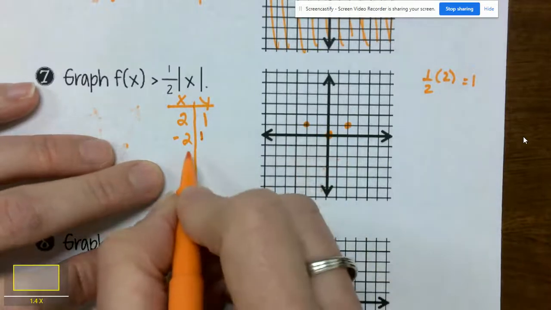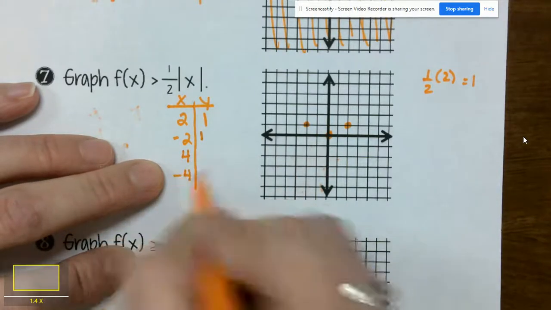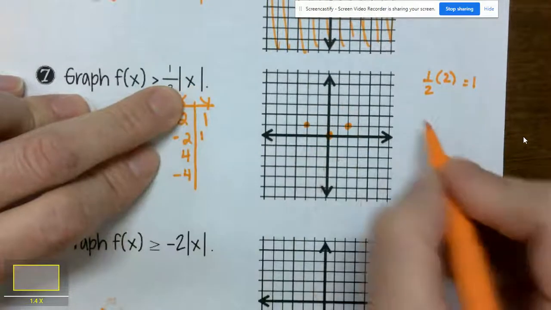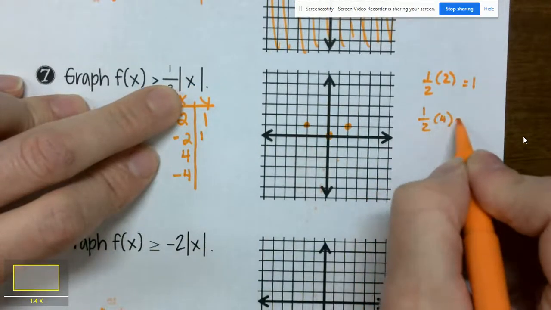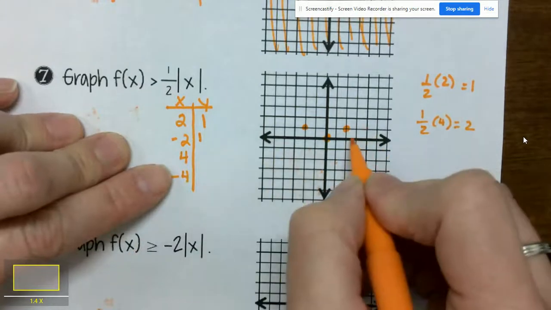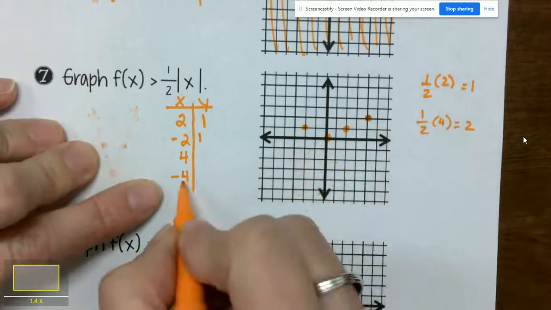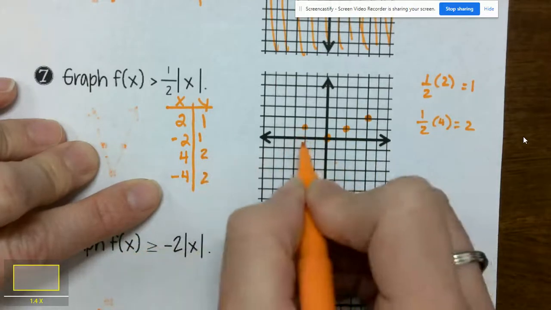Okay, I'm going to go up and choose 4 and -4. Okay, if I do the absolute value of 4, that's 4. And then half of 4 is 2. So at 4, I'm going to get 2. And at -4, I'm also going to get 2 because it'll give me the same thing.